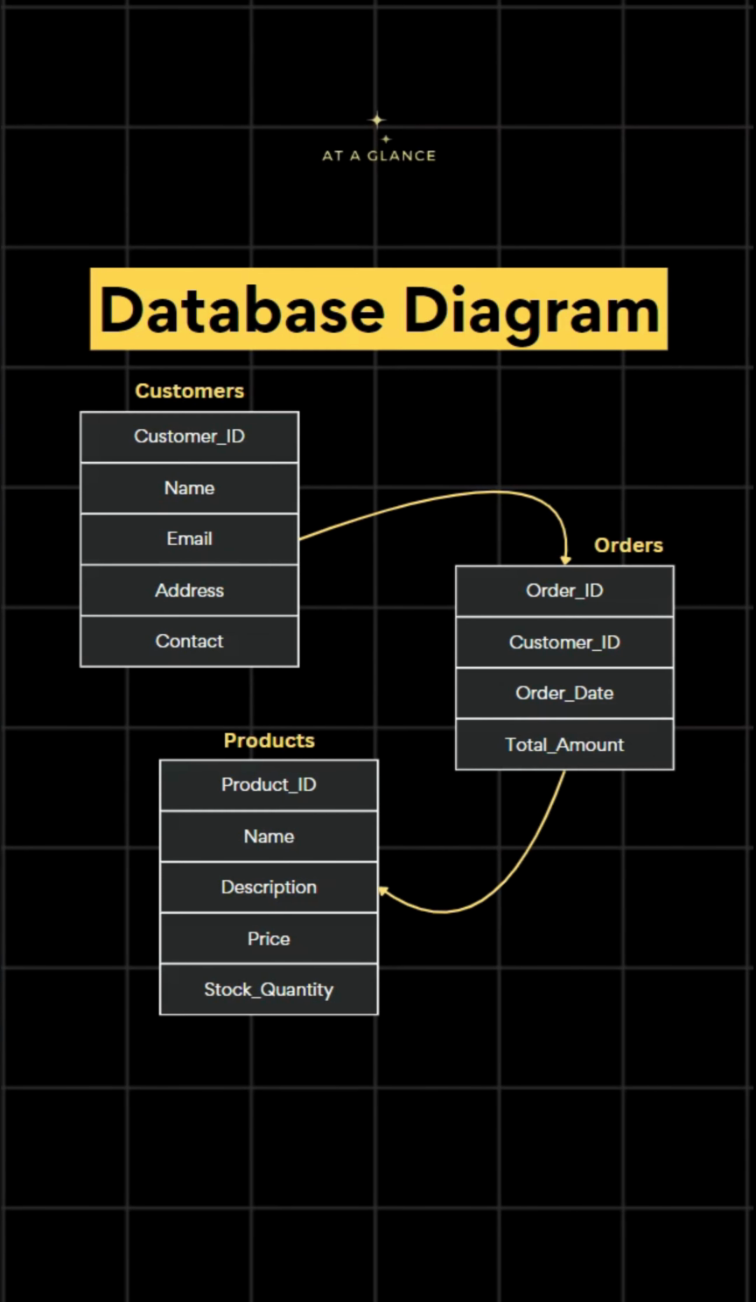So this is our very simple database schema diagram. This diagram clarifies what exactly is going on inside the database and how the data is organized in a structured format.